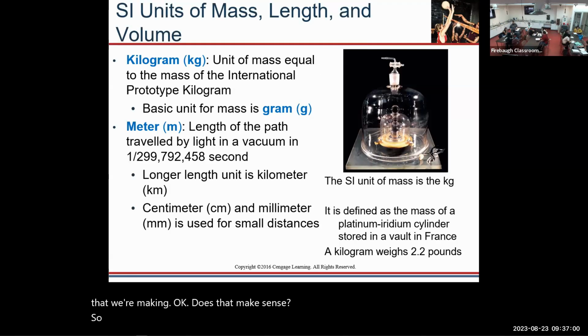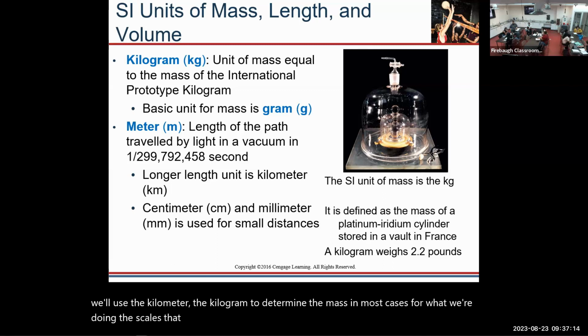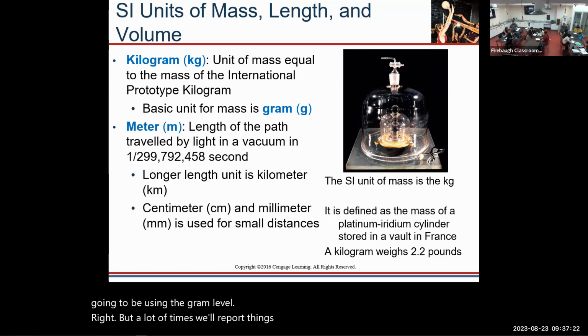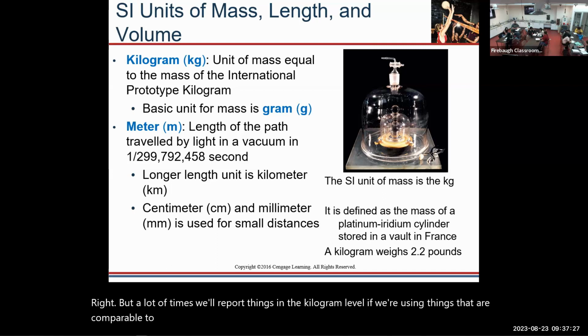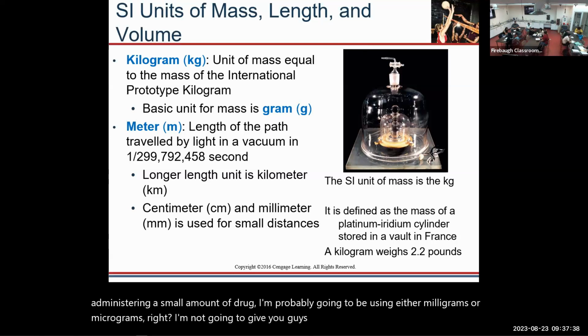So SI units for mass, length, and volume. The SI unit for mass is the kilogram. And so we'll use the kilogram to determine the mass in most cases. For the scales that we're typically doing, we're not going to use the kilogram level. We're going to be using the gram level, right? But a lot of times we'll report things at the kilogram level if we're using things that are comparable to that scale. And so we'll adjust based upon what we're using. So if I'm administering a small amount of drug, I'm probably going to be using either milligrams or micrograms, right? I'm not going to give you guys kilograms of drugs, right?